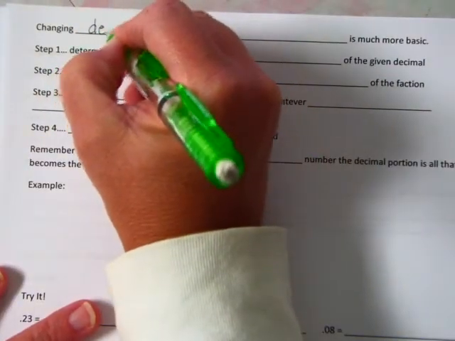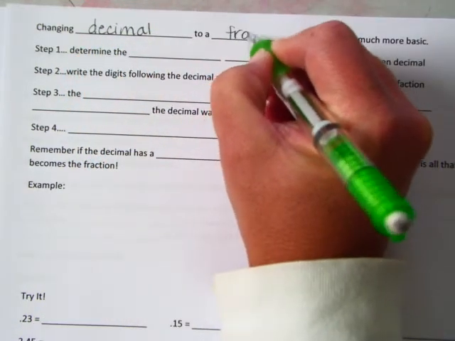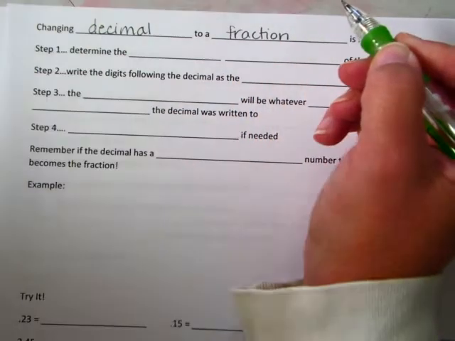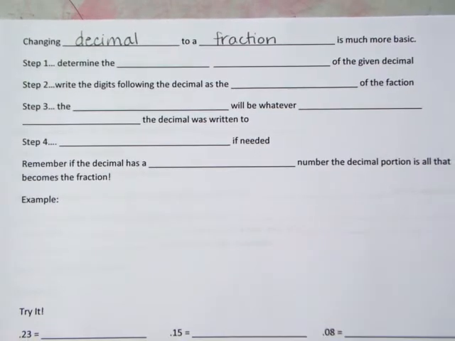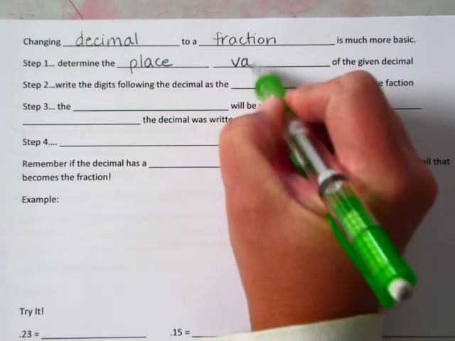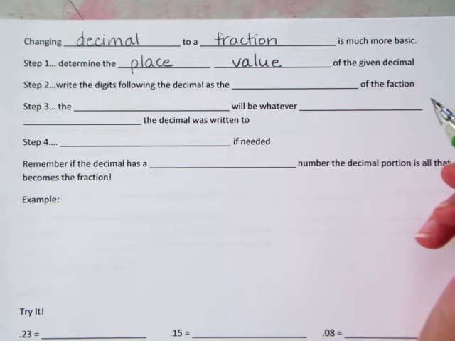Changing a decimal to a fraction. When changing a decimal to a fraction, the first thing we need to determine is the place value of the given decimal. Like I said, just copy down the notes and then we'll do an example in a minute.